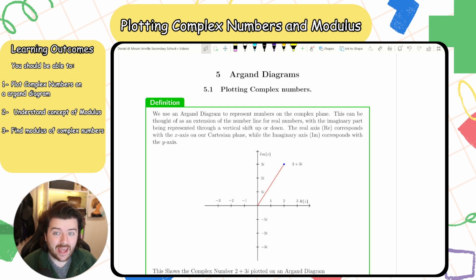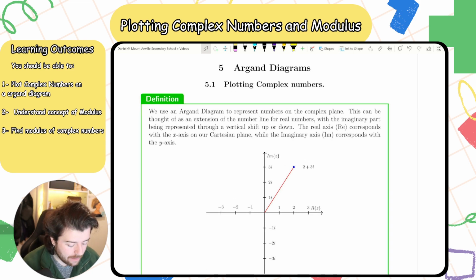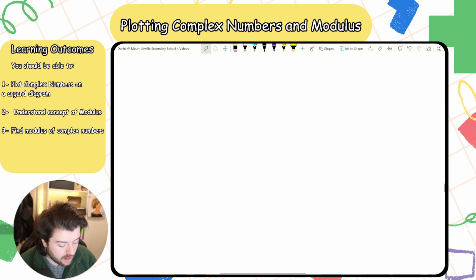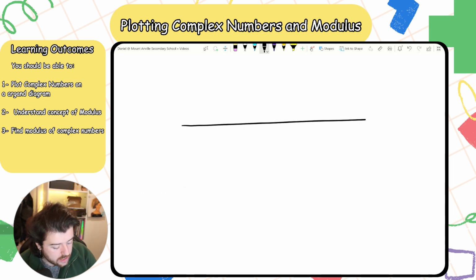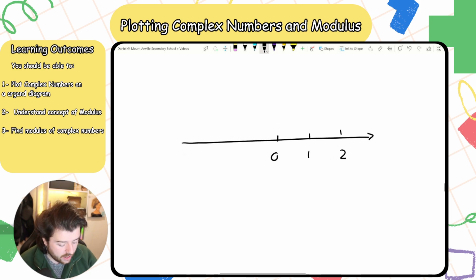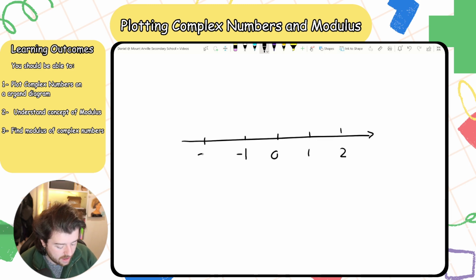Hello everyone. In this video we are looking at plotting complex numbers and the modulus. What do I mean when I say I'm plotting complex numbers? When we plot real numbers, we use the number line. You might remember this from primary school: 0, 1, 2, etc. When I'm plotting numbers on the number line, I place them along this. So if I was plotting the number 1, 1 goes here, 1.5 will go here, etc.